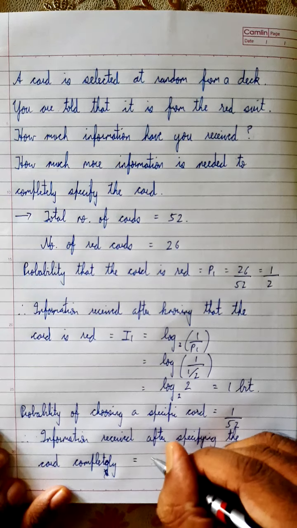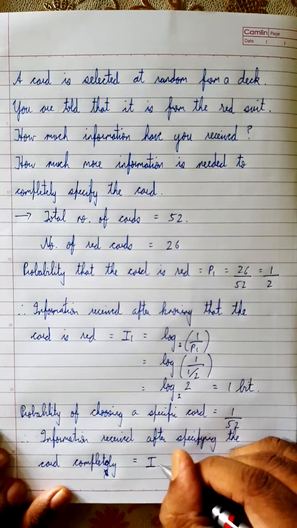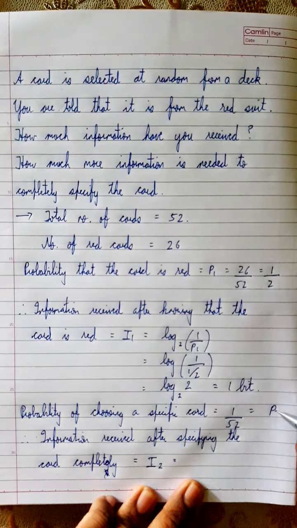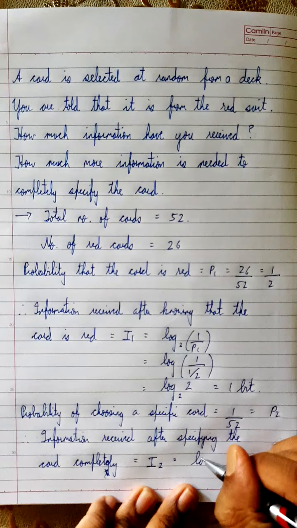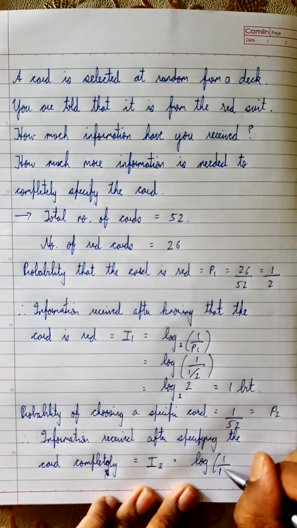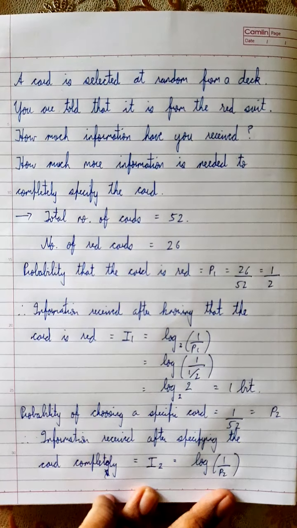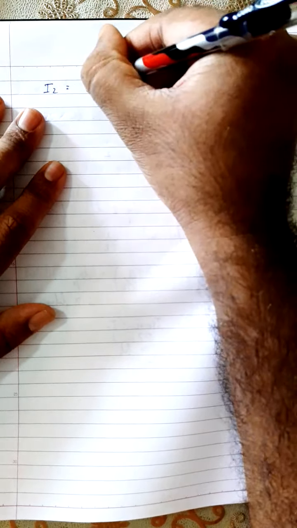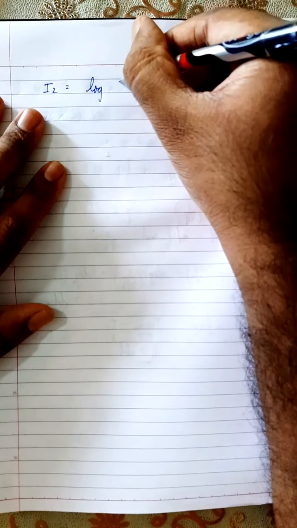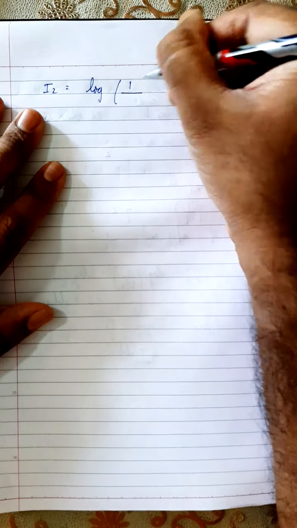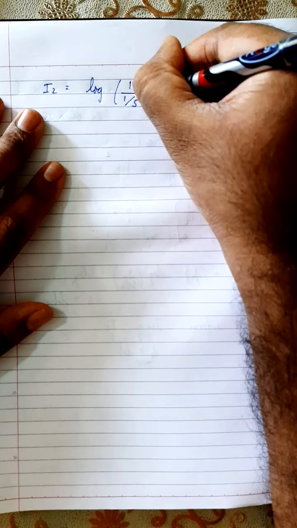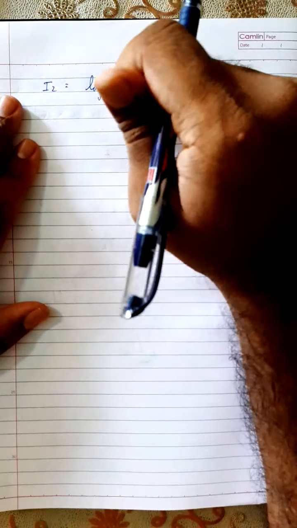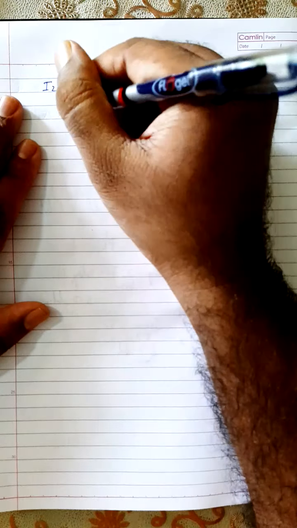Let's give this a name. Let this be I2, and let this probability be P2. So I2 is equal to log of 1 by P2. What is P2? P2 is 1 by 52. The base is 2. It's understood that the base is 2, you don't have to write it.